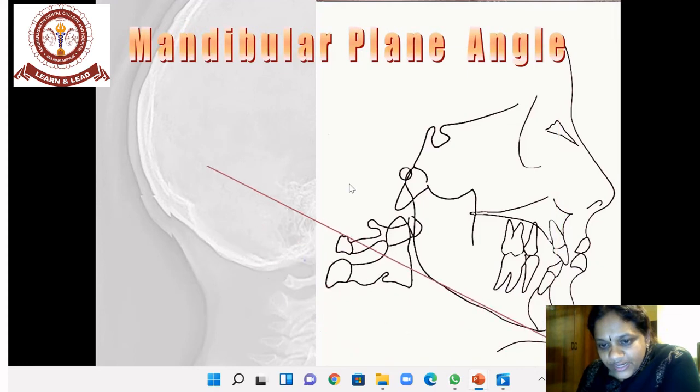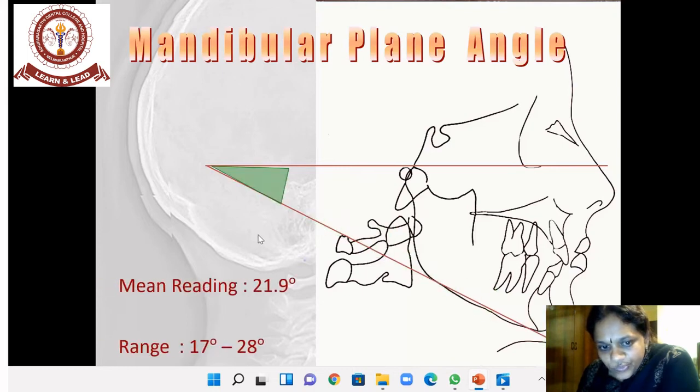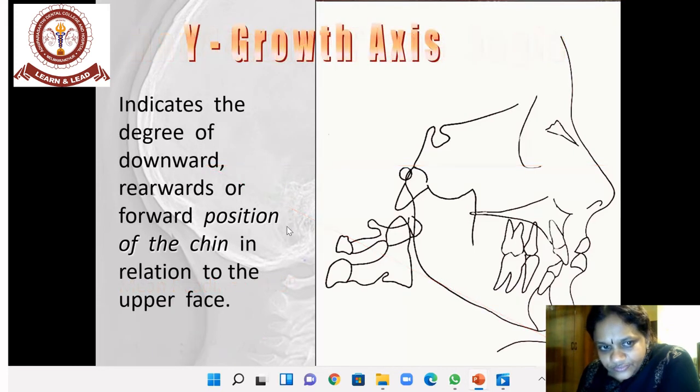Then comes your mandibular plane angle. This is Menton and then your Gonion, and the angle formed between your FH plane and this mandibular plane. This mandibular plane angle is going to increase if the mandible rotates in this way, that is, in case of vertical growers, this angle is going to increase. In case of deep bite, the mandible is going to rotate this way and the angle is going to decrease.